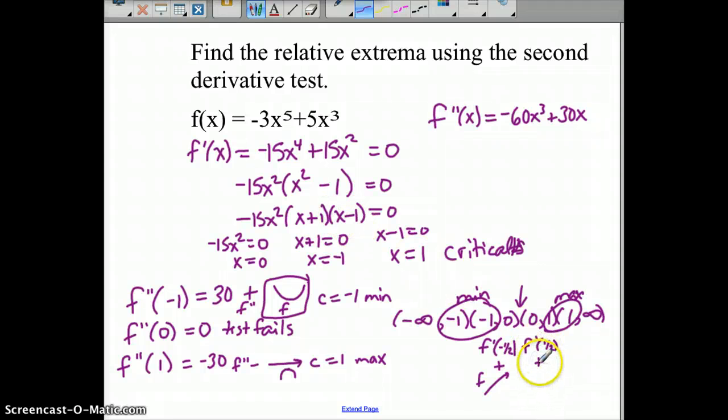So if my first derivative is positive, my function is still increasing. So if my function's increasing and then it keeps increasing, the derivative sign did not change. So 0 is neither a max or a min. It's nothing.